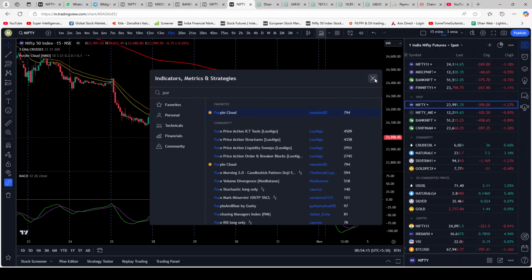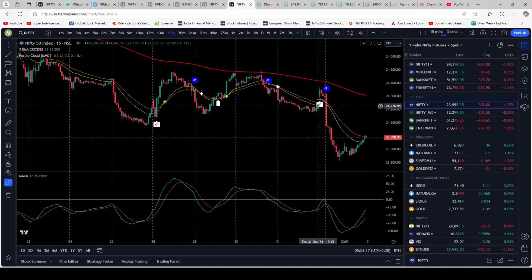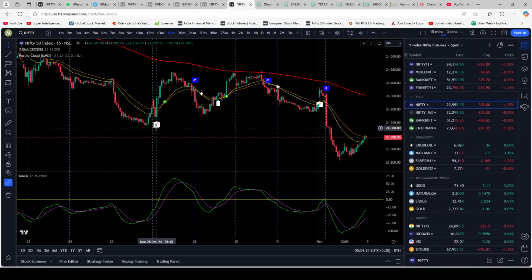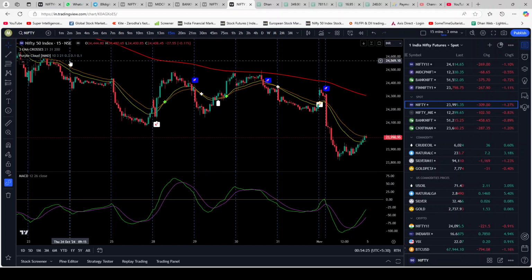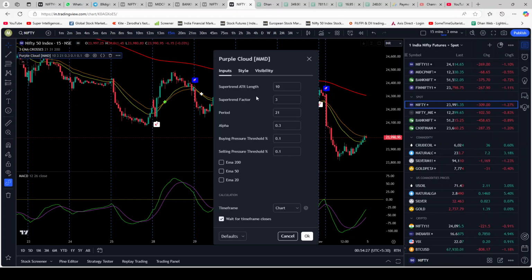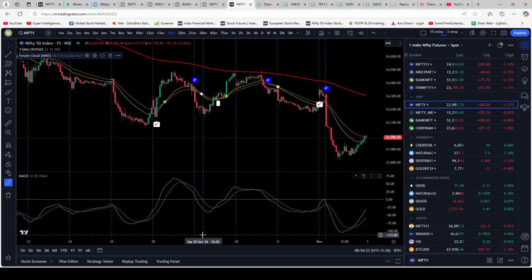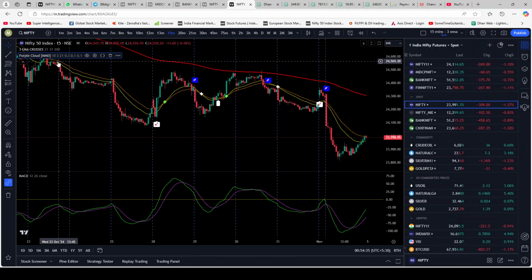There's also a purple cloud I used to use quite a bit. It gives you buy and sell signals. See, this is a sell, this is the buy. Purple cloud is pretty good. I'm sure I've adjusted it to my custom settings. By default, it's a little different. So I've made some changes on purple cloud, but I've made a video on this earlier. Anyways, guys, I'll not confuse you any further.